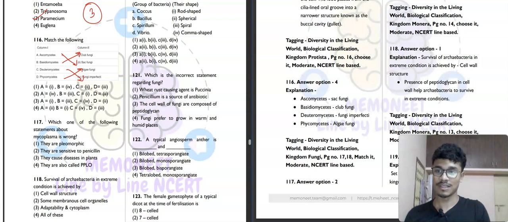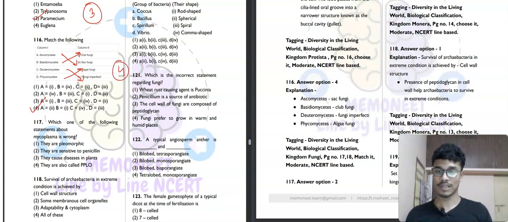So Phycomycetes, Ascomycetes, Basidiomycetes, Deuteromycetes, that is how you remember. And with improving their classes, you can see the classification, and they have lost their reproductive characteristics. That's why Deuteromycetes is called fungi imperfecti and Phycomycetes is somewhat related to the algae. So what will be our correct answer? Fourth option, A is second, B is first, C is fourth, and D is third. So fourth option will be our correct answer for this question.